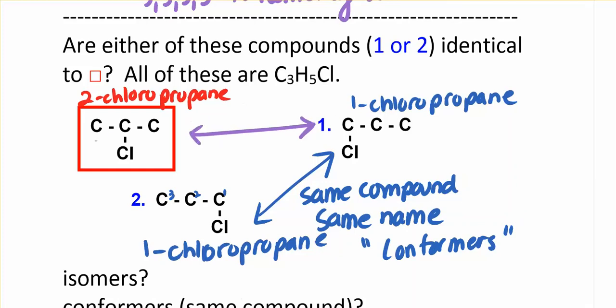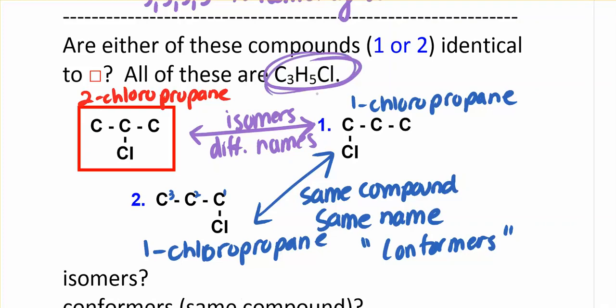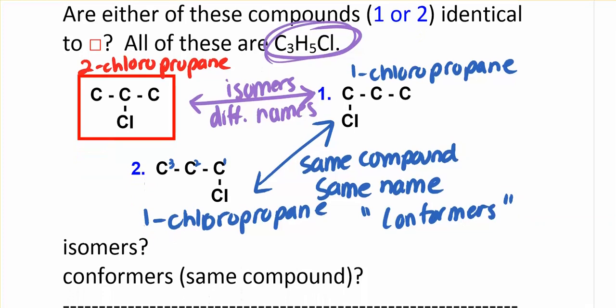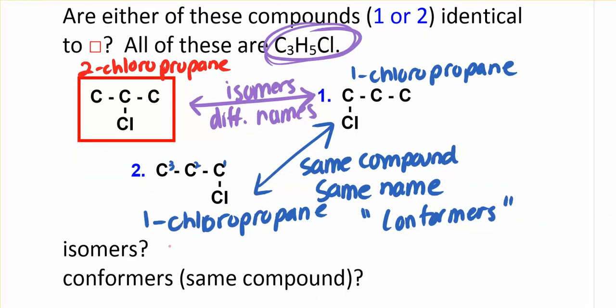These are different compounds. The red box and number 1 or 2. These are different compounds. They have different names. They're isomers because they have all the same atoms. So they have to have different names, but yet have all the same atoms involved, and then they're isomers. So down here I think we need to put this. The isomers are the red box and 1/2, and the ones that are the same compound are 1 and 2.